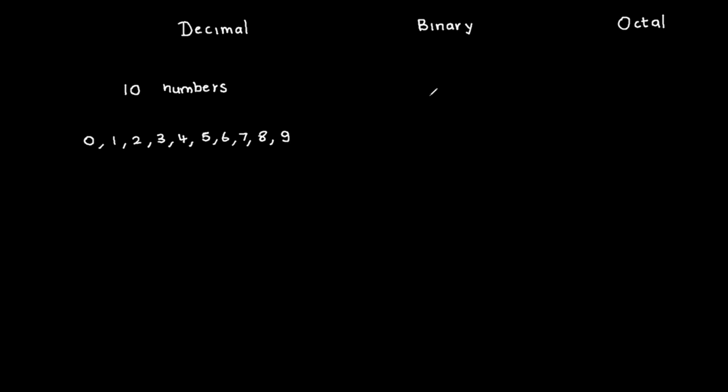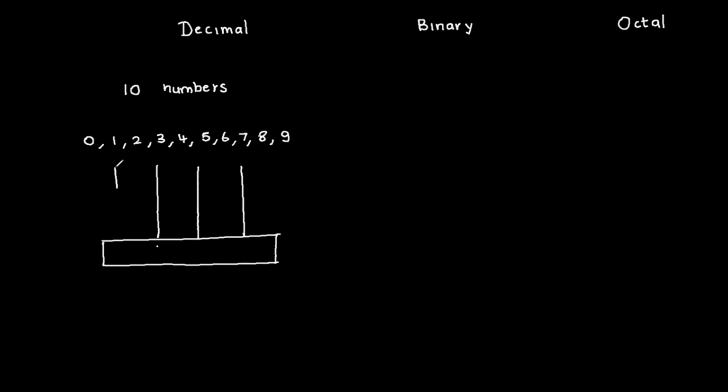Before I go further with other number systems, let's talk about the place value idea. The place value idea is something that depends on the place of the digit in a specific number. So how can we understand that? Let's draw an abacus. We normally use an abacus to write numbers.